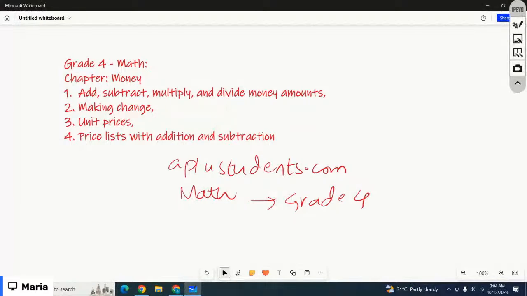So we're going to start with the chapter money. The lessons we're going to cover from the chapter are add, subtract, multiply, and divide money amounts, making change, unit prices, price list with addition and subtraction, right? So please make sure you have your notebook and pencil so that you can note down the important examples and definitions as well, right? So we've already started this chapter in the last session. So we're going to start with the lesson that is add, subtract, multiply, and divide money amounts, right?